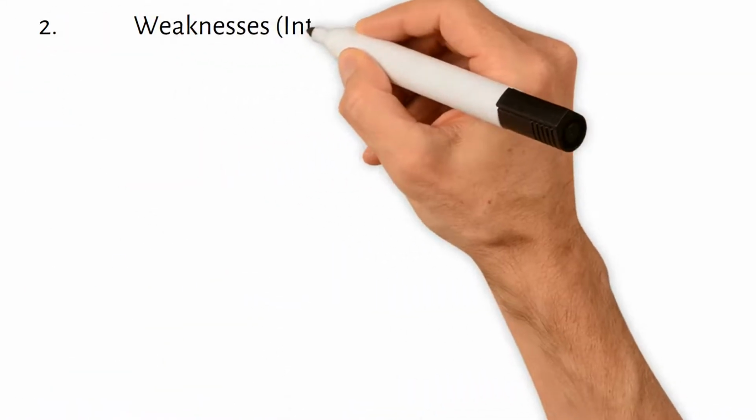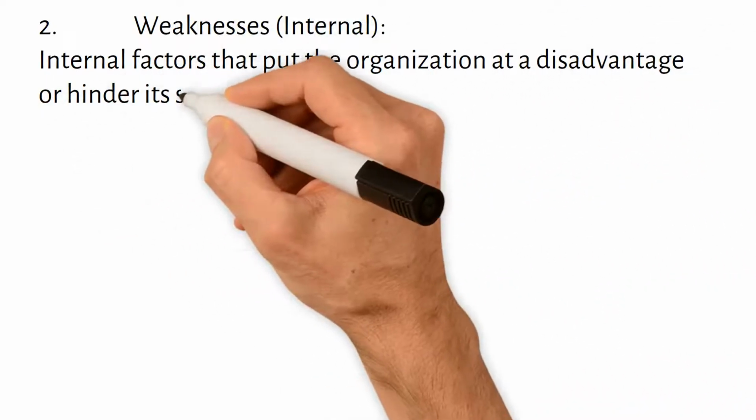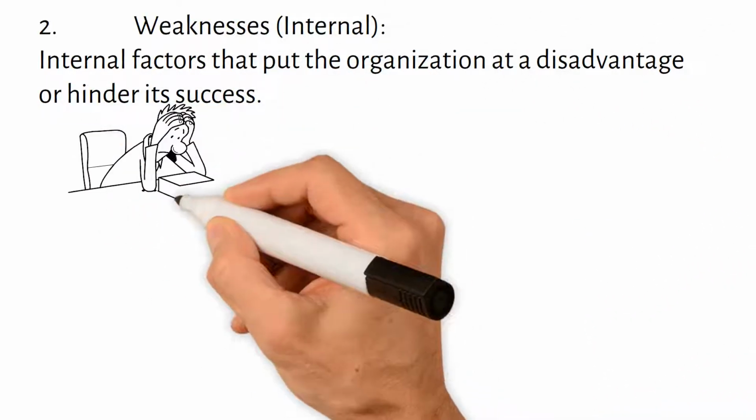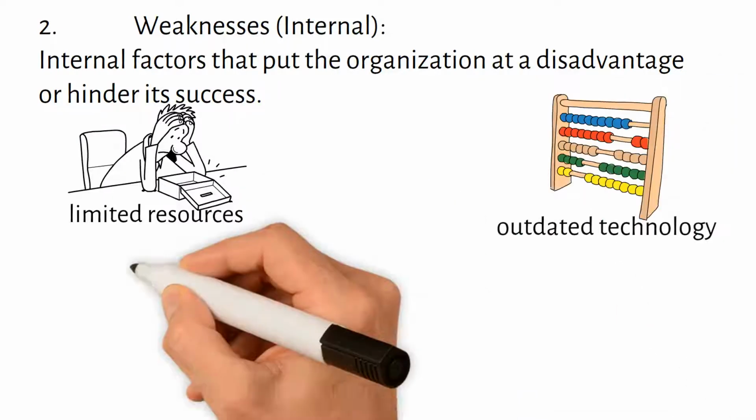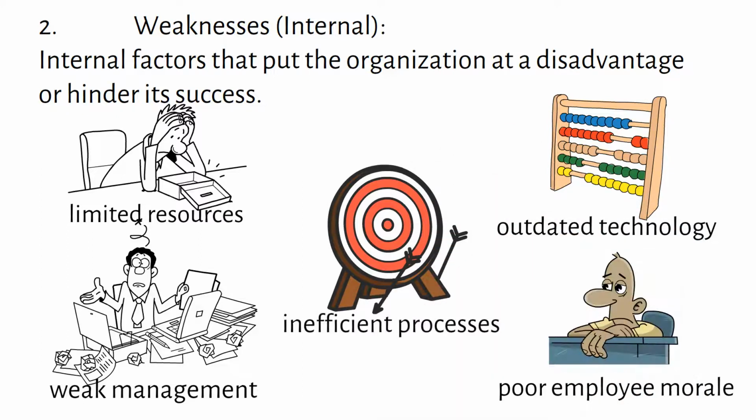2. Weaknesses, internal. Internal factors that put the organization at a disadvantage or hinder its success. Examples: limited resources, outdated technology, weak management, poor employee morale, inefficient processes.